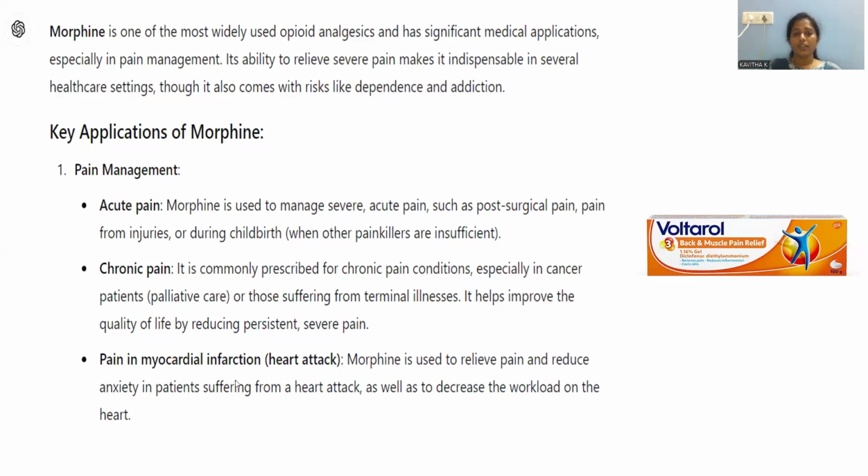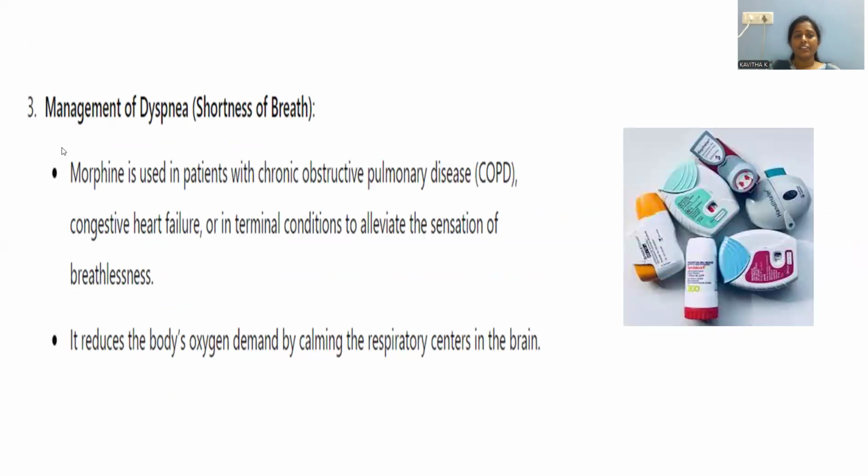Pain in myocardial infarction. Myocardial infarction is nothing but any kind of malfunctioning of the heart. Morphine is used to eradicate cardiac pains, any heart blood pumping related problems, any disorders if noticed. At that condition also we can apply this morphine.